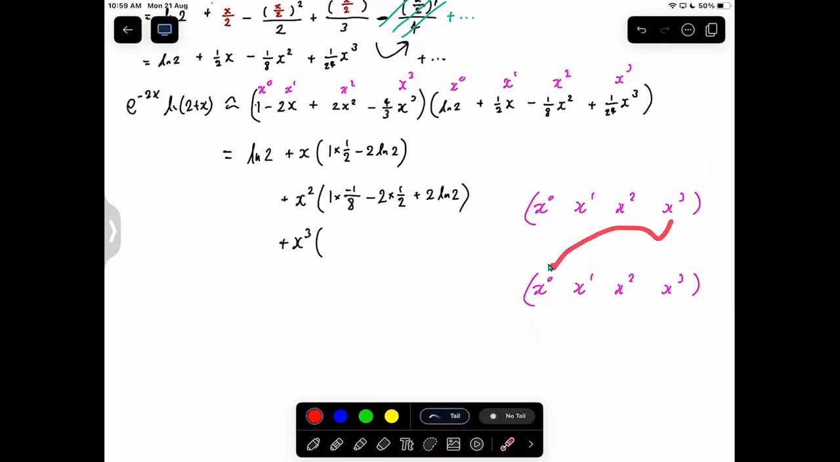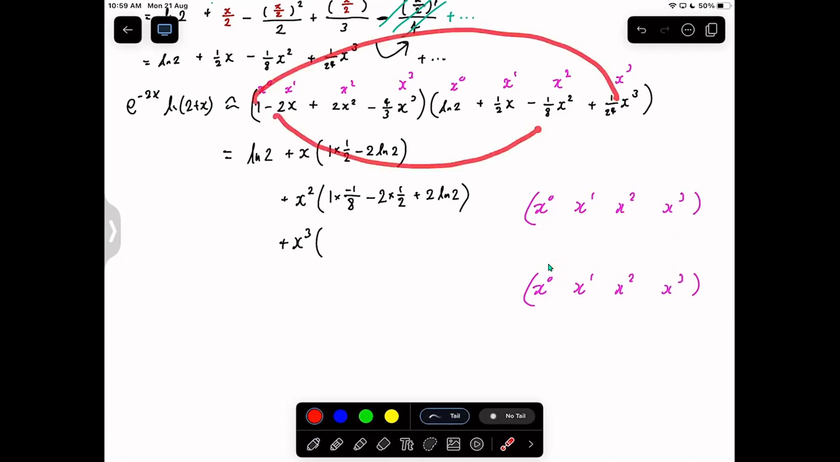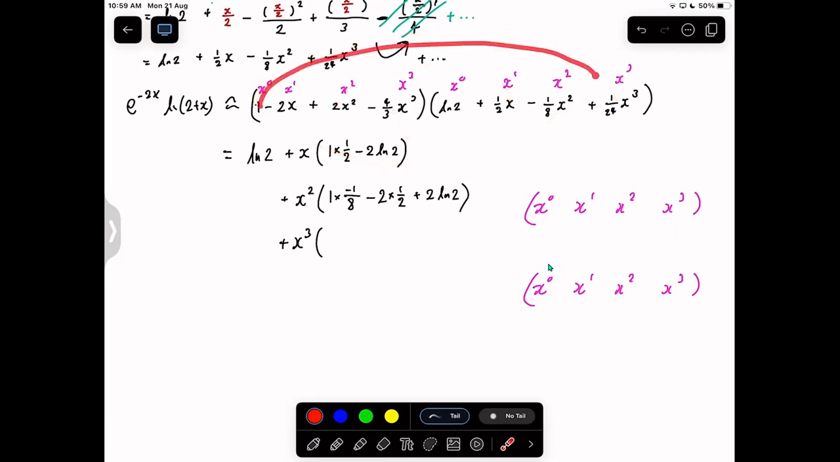X cubed times constant gives me x cubed. X squared times x gives me x cubed. X times x squared gives me x cubed. Constant times x cubed gives me x cubed. So you have to have 4 pairs. Is it clear? The 4 pairs are here, here, here, and here. Can you see that? Yes, okay, we go for the first pair. 1 times 1 over 24. This part, is it okay?